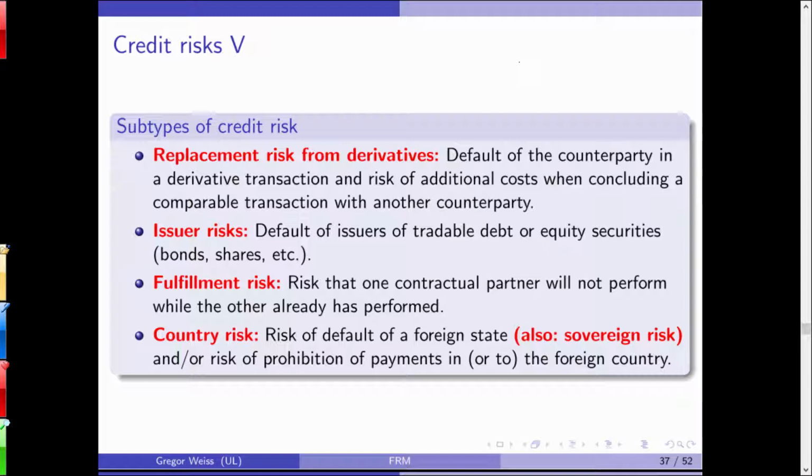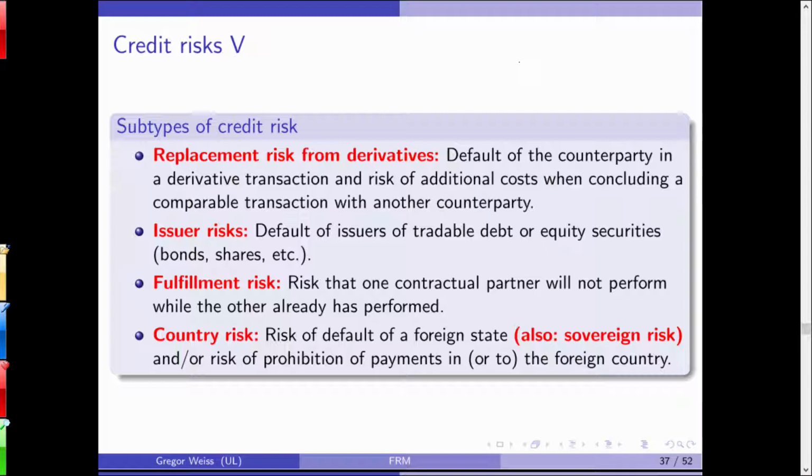Replacement risk from derivatives. If, for example, your counterparty on a derivative defaults, you need to replace it and buy an additional derivative. Issuer risk, the default of issuers of tradable debt or equity securities. This is just corporate bond risk and credit risk with corporate bonds. Fulfillment risk, the risk that one contractual partner will not perform while the other has already performed its duties stemming from a contract. Country risk, also sometimes referred to as sovereign risk.